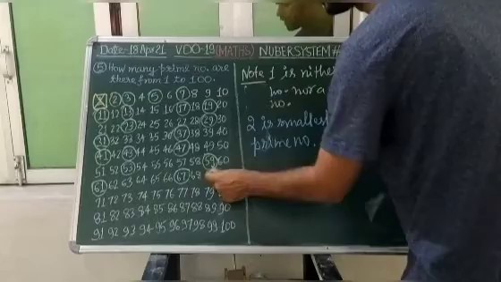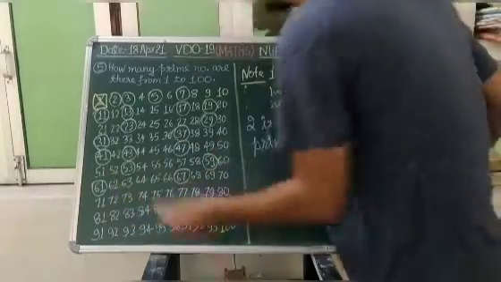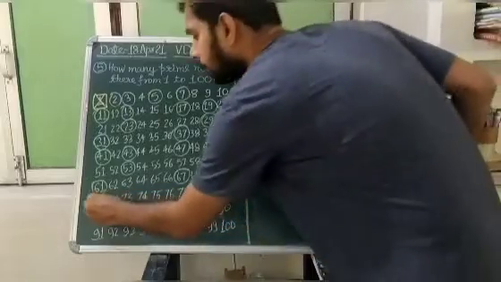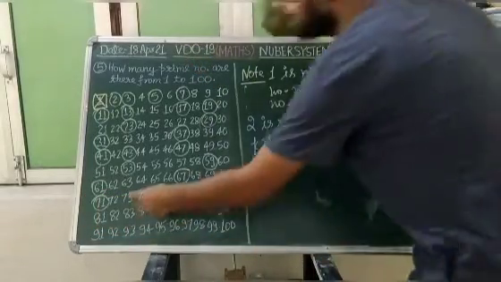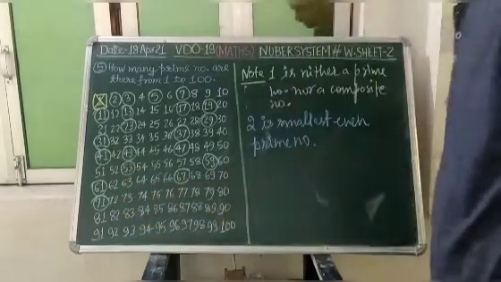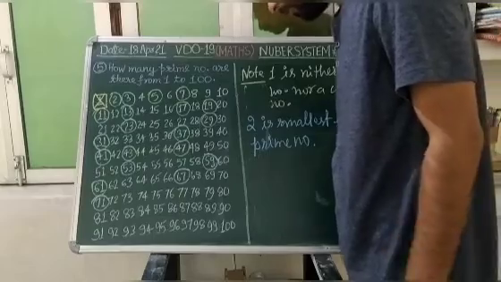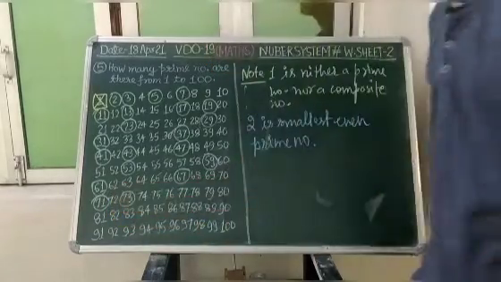68, 2 will divide it. 69, 3 will divide it. 70 can go by 10. 71 will be our prime number since it will go only by 1 and itself. 72 will be divisible by 2. 73, when you are selecting, 73 will be your prime number since it will go by 1 and itself.